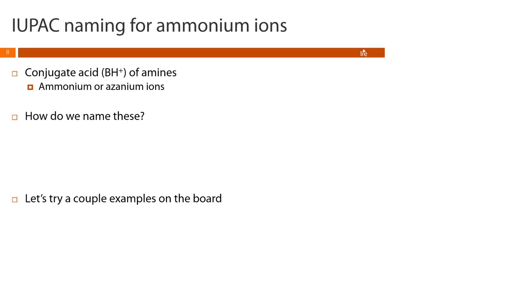So if we have a single carbon chain attached to the nitrogen, we're just going to list that carbon chain as an alkyl group followed by azanium, just as one word. So let me give you an example. Go ahead and pause this video and see if you can give me a name for this ammonium ion. Okay, so the only carbon chain we have attached to our nitrogen is a methyl group. So this molecule would be methyl azanium.